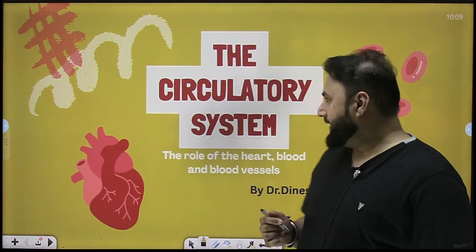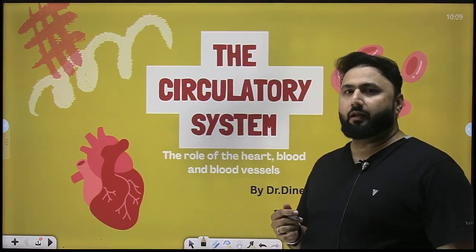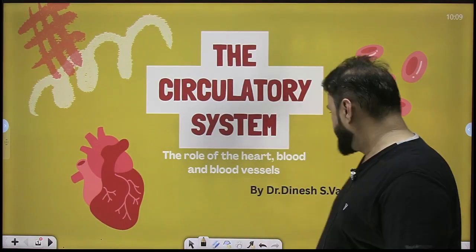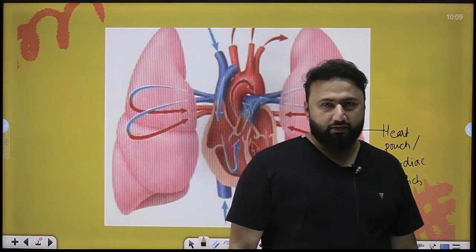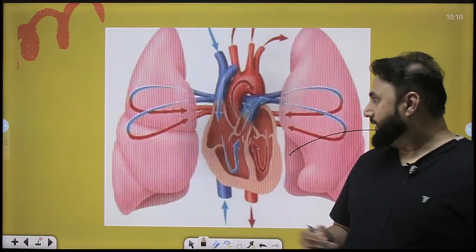Today we are going to see a small topic in human physiology, the circulatory system. Here we are going to see the role of heart, blood and blood vessels. As we all know how important the heart is for our body, we are going to see all the functions of the heart.